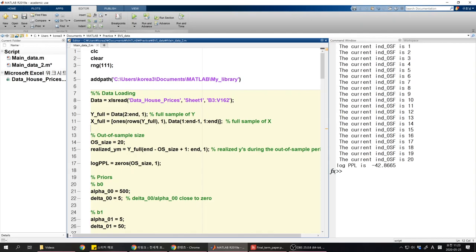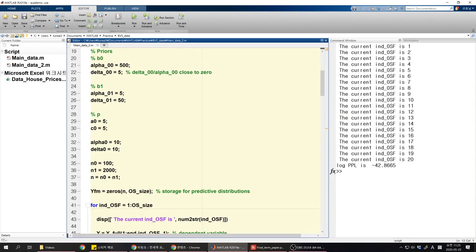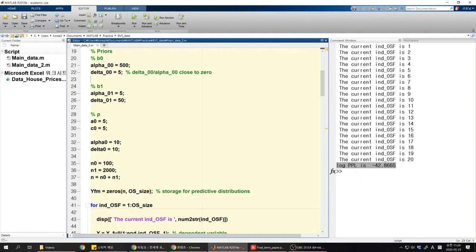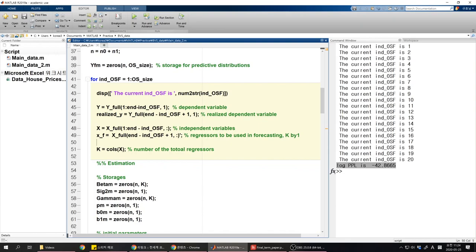Again, you are going to try a number of different hyperparameters for alpha 0 0, delta 0 0, alpha 0 1, delta 0 1. Of course, you will choose the set of hyperparameters by yourself, and then search for the best one, producing the highest log PPL. Once you find the best hyperparameters through the tuning process, you are going to make a forecast, just a real forecast, not out-of-sample forecasting. Okay, all right.